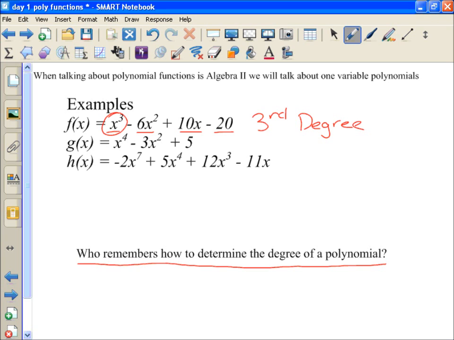In the second function, g of x, the term with the highest power is this one. So this is a fourth degree polynomial. And in h of x, the term with the highest degree or the highest power is the first term. So this is a seventh degree polynomial. So at this point, you should know how to find the degree of a polynomial.